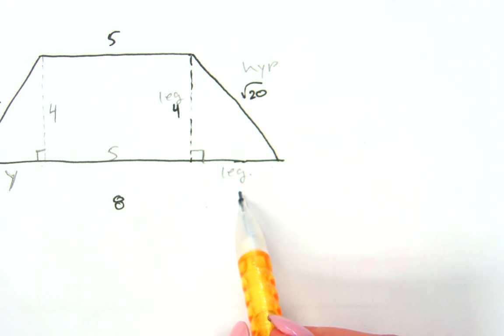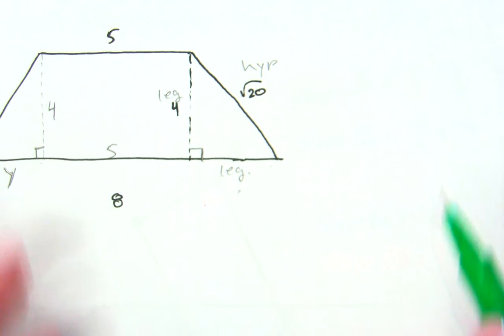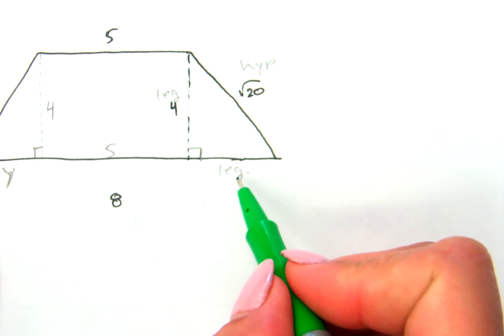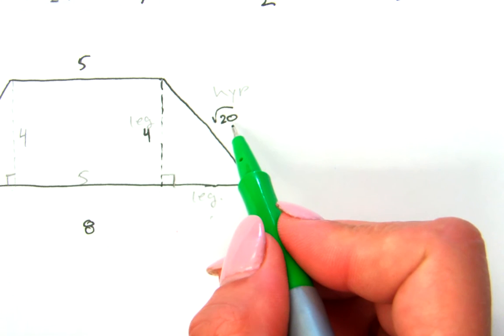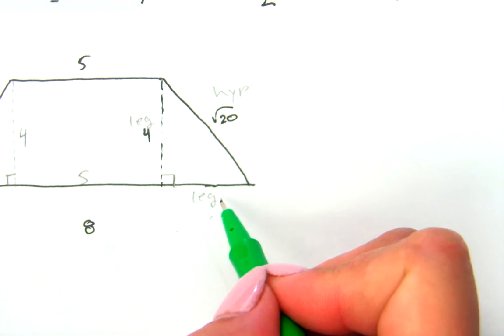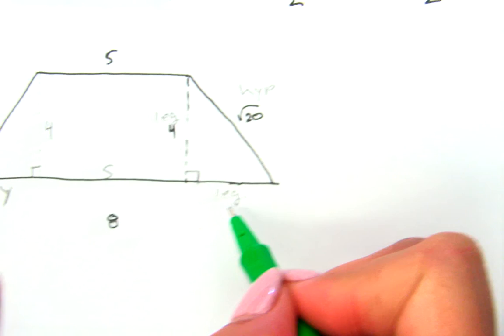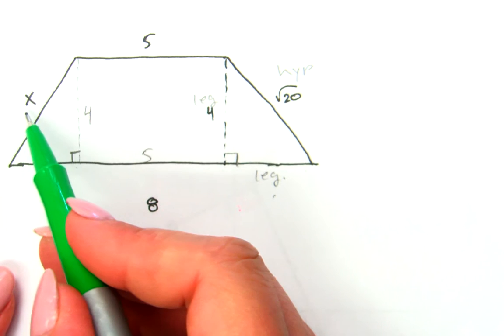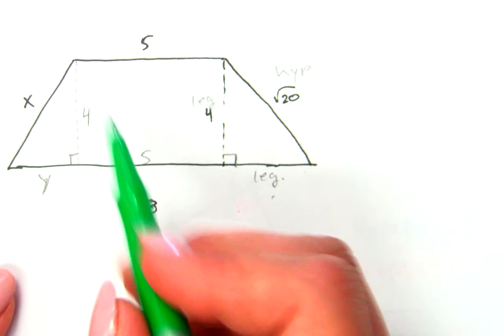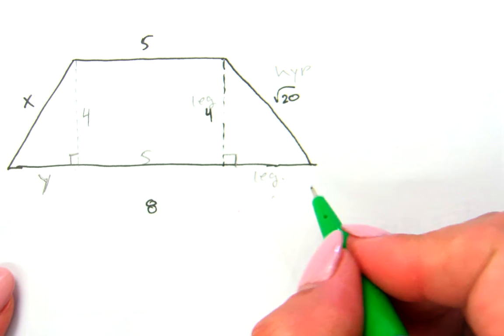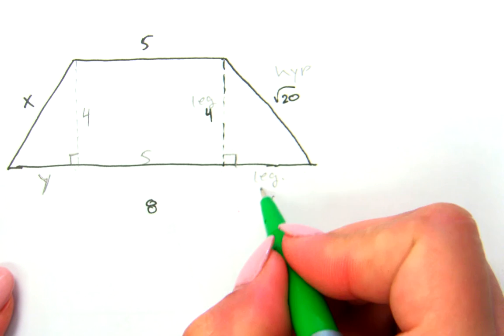Since it is a right triangle, we can do Pythagorean theorem. So let's do that. Leg squared plus leg squared is going to give you your hypotenuse squared. I'm not going to call this X because I called this part X. That was my end goal. And I already used Y, so I'm just going to call this, I don't know, T.